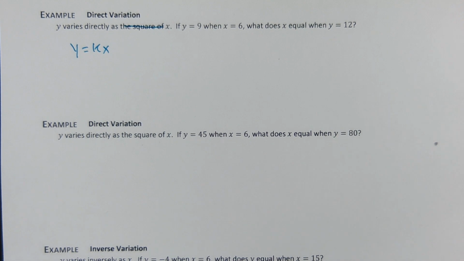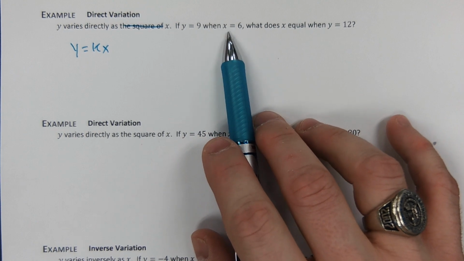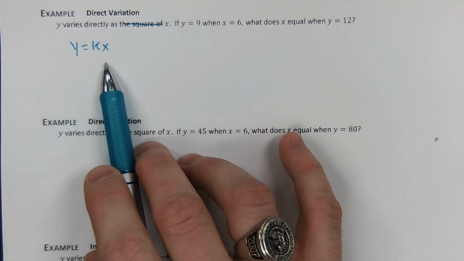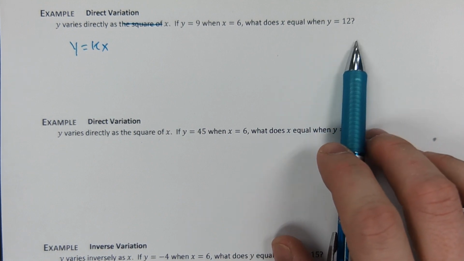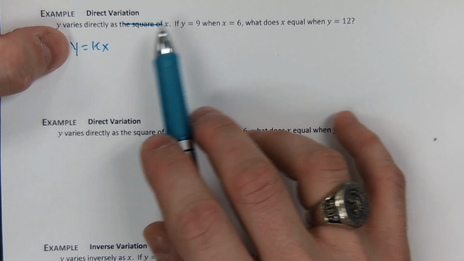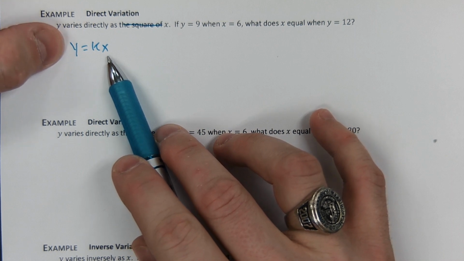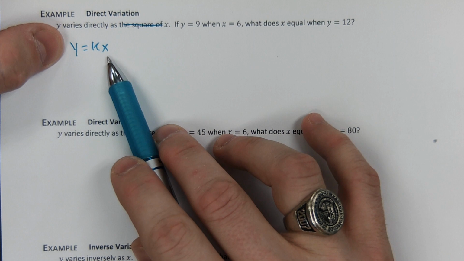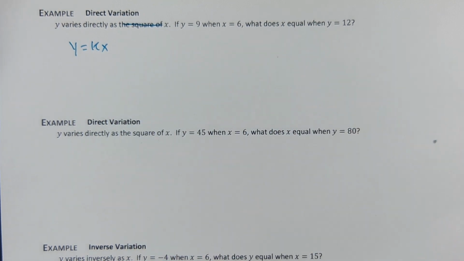Then I'm giving you a y and an x. The reason why is because I want you to be able to solve for k, the constant of variation. So we're saying if y is 9 when x is 6, what does x equal when y is 12? So we're going to take this 9 and the 6, and we're going to put them where they go appropriately, and we will solve for k, the constant of variation. Then once we know k, we'll plug in y equals 12 and solve for x.